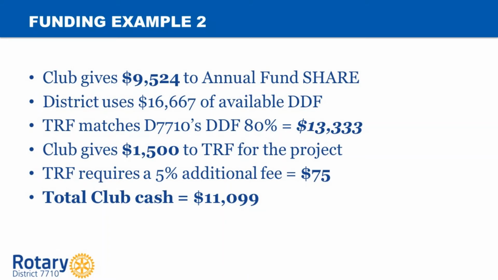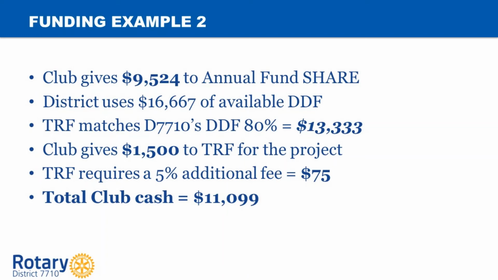Here's a quick recap of the scenario in example 2. The club is going to give $9,524 to AF share. The district will use $16,667 of available DDF. The Rotary Foundation will match 80% of our $16,667. The club is going to give an additional $1,500 straight to the global grant. Cash contributions are not matched, plus the club would have to pay an additional 5% administrative fee. The total cash contribution by the club is $11,099.